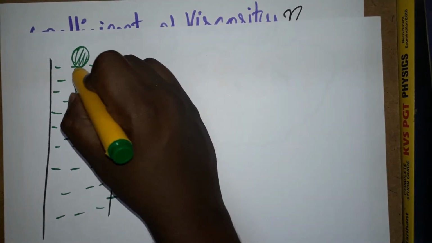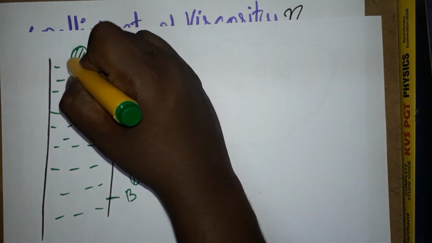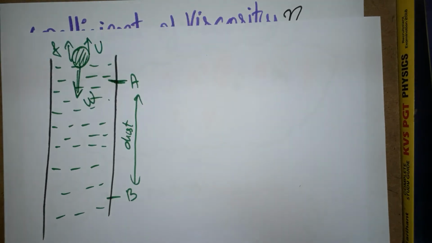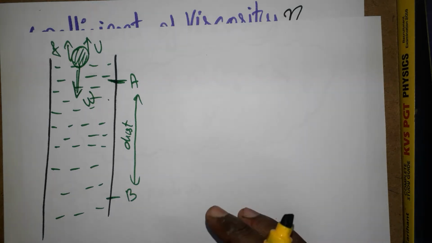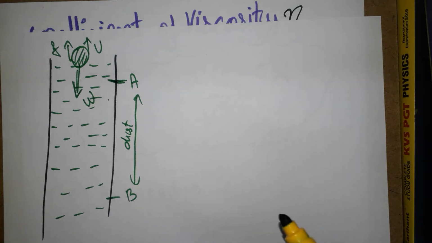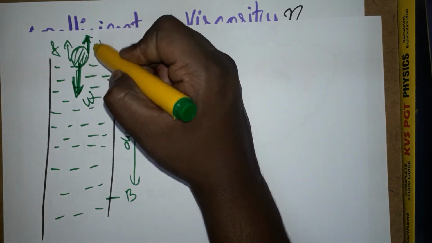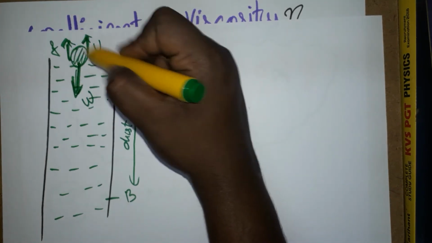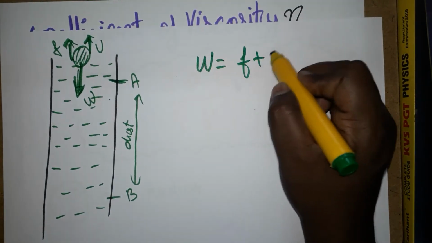When the ball is moving down, weight acts downwards, the friction force acts on the opposite side, and the upthrust force acts upwards. When you press a closed water bottle inside water, it pushes up; that is the upthrust force. The weight of the object acts downwards, and the friction force is always opposite to the direction of motion. So weight is equal to friction force plus upthrust force.